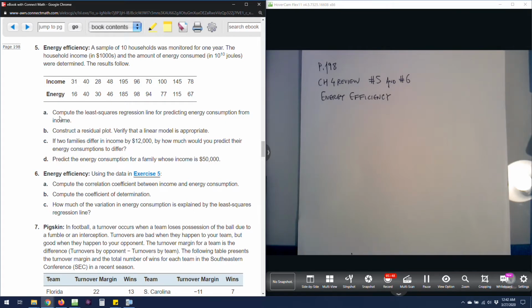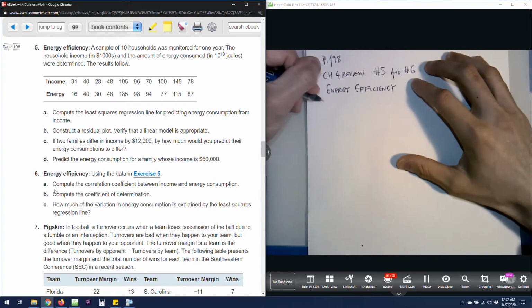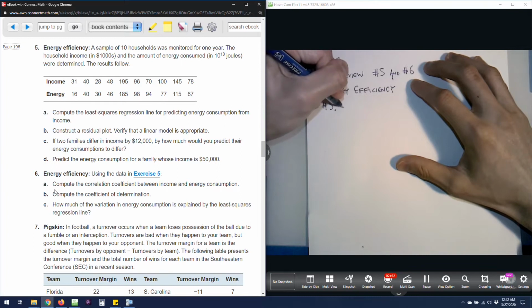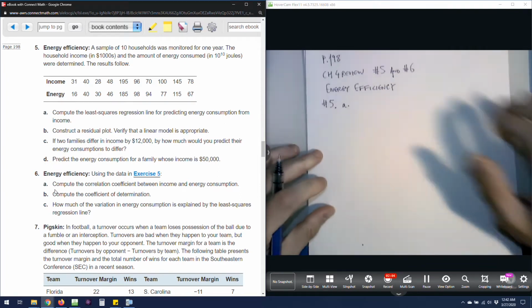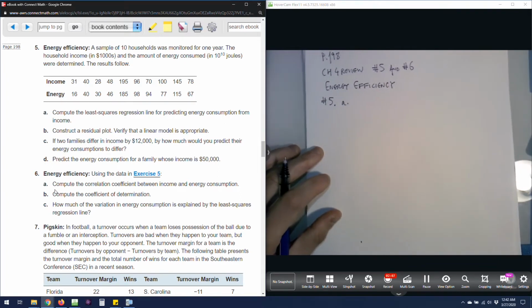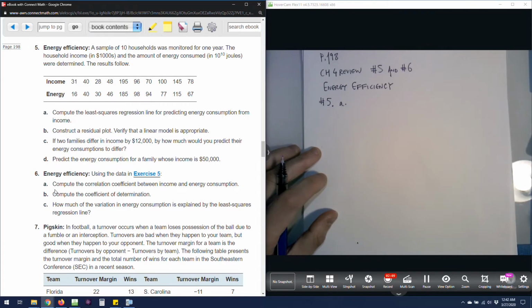Okay, A, B, C, D, and then in number 6, we use the same data here, and we got A, B, C. So we got 7 parts. Okay, so let's get started here. In number 5A, we want to compute the least squares regression line for predicting energy consumption from income.